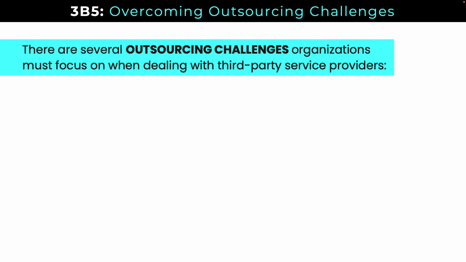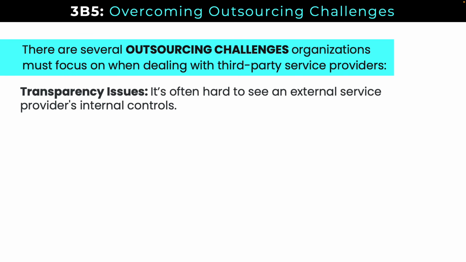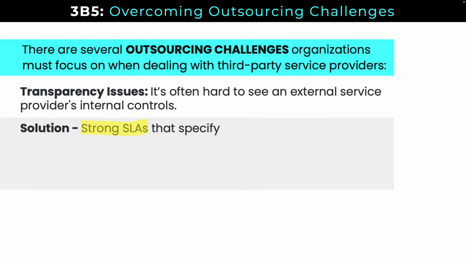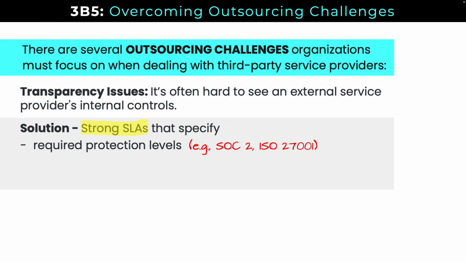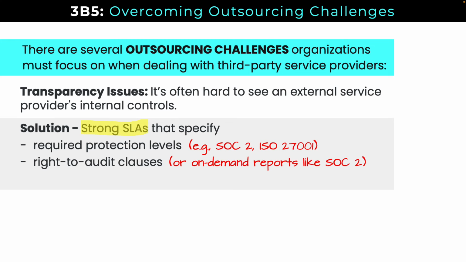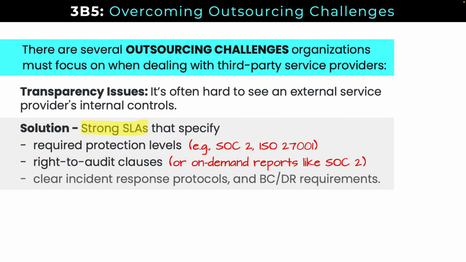So outsourcing comes with challenges that the organization has to focus on with regards to these third parties. So transparency issues, for example. It's hard to see an external service provider's internal controls. It's one thing for them to tell us that they have controls in place, but we don't necessarily have the visibility to prove it. So we can put strong SLAs in our contracts that specify required protection levels, like ISO 27001, or SOC 2 compliance, right to audit clauses, or on-demand reports like a SOC 2 Type 2, which would be common with a public cloud provider.